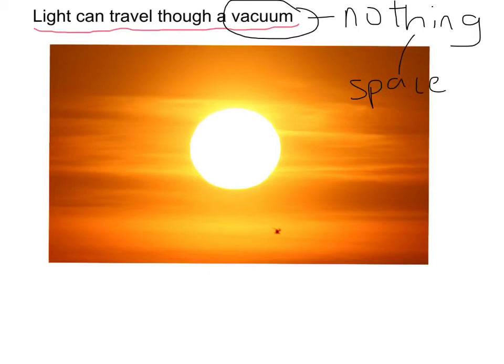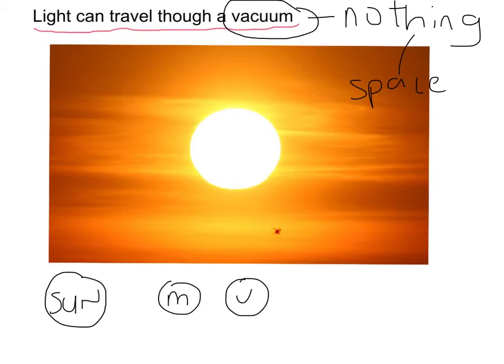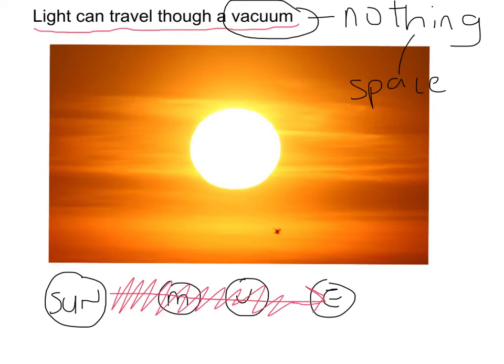So if you think about it, we on Earth, the sun is here. This is the sun. And then you've got Mercury, Venus, Earth, and we are here. And the sunlight needs to travel from the sun to Earth. And all this area is vacuum, is space. So that means that light can travel through a vacuum, because we can see the sun from Earth. The reason why light can travel through a vacuum is, let's notice a mistake there. That should be through, not though. This should be through.